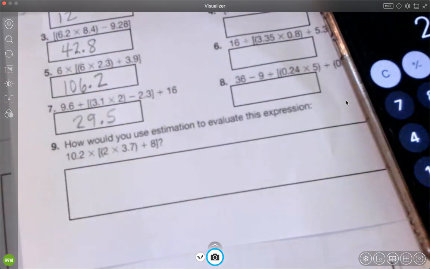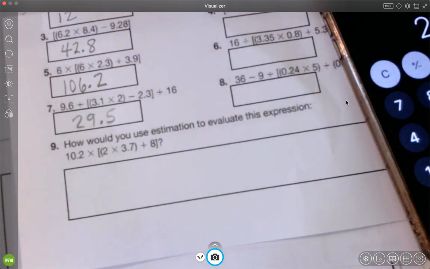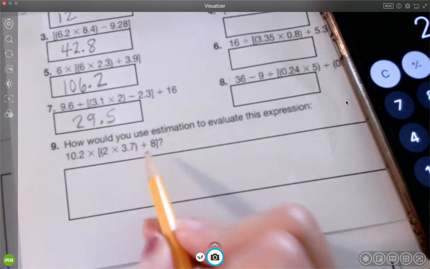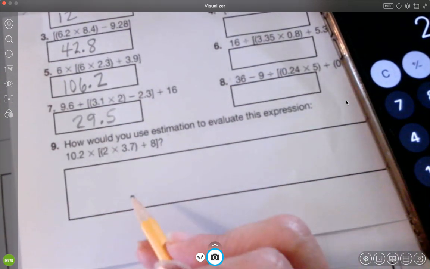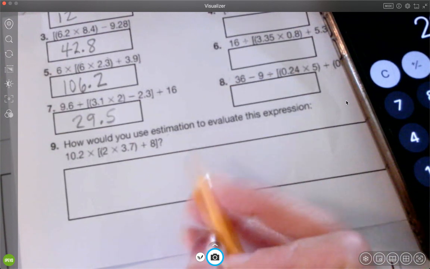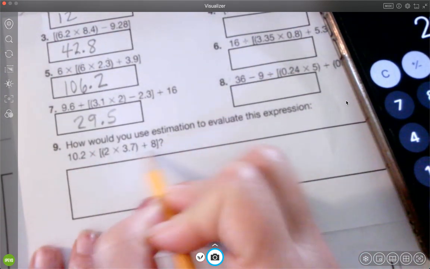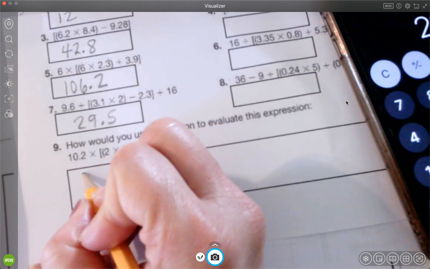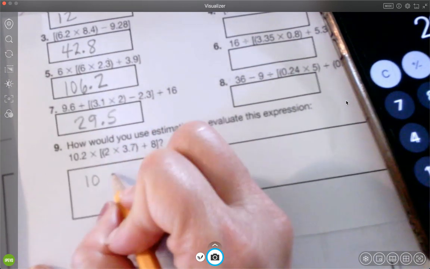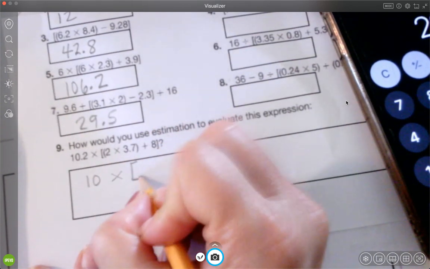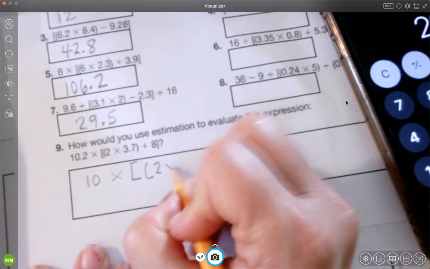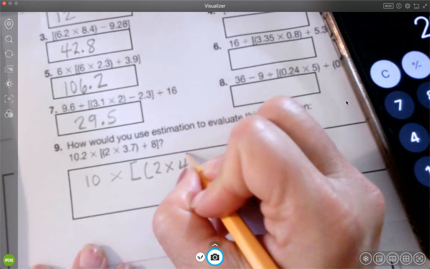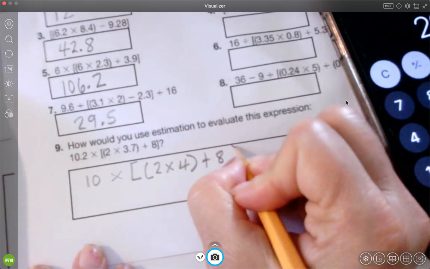Okay, so now we have our last problem here, and it says, how would I use estimation? So basically, estimation means we don't have to use our calculator because we're trying to make it so we can do it in our head. So I'm going to go ahead and rewrite the problem leaving all the braces, but estimating. So I've got 10, I'm going to take off the decimal times, and then I've got a bracket in parentheses, 2 times 3.7 is closer to 4, so I'm going to leave that as a 4 plus 8.